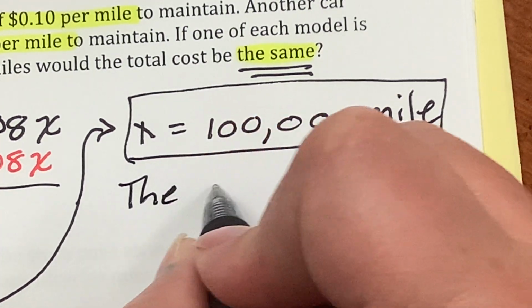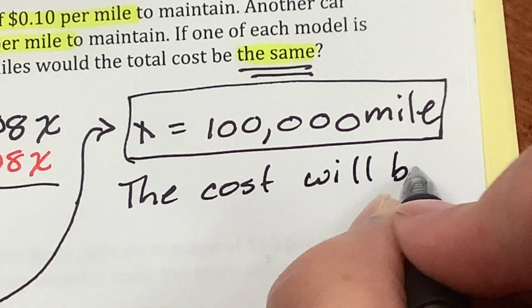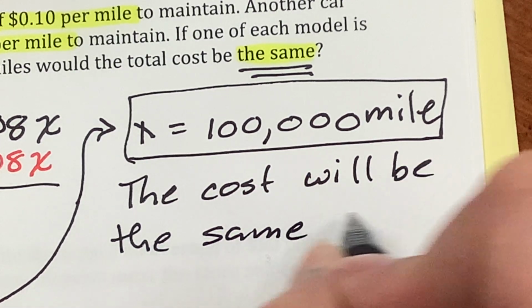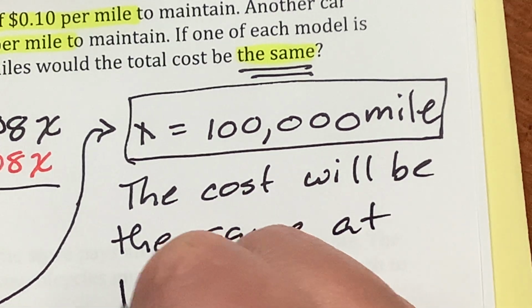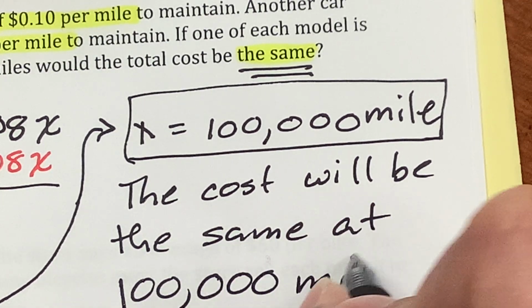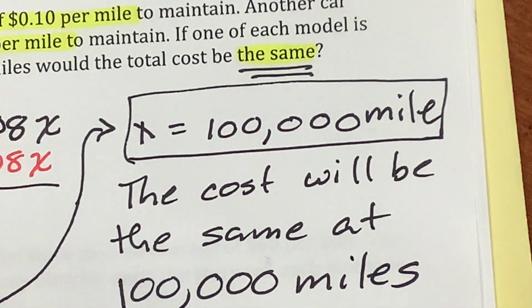The cost will be the same at 100,000 miles. Make sure you put a unit on there. You know you lose credit if you don't use your units.